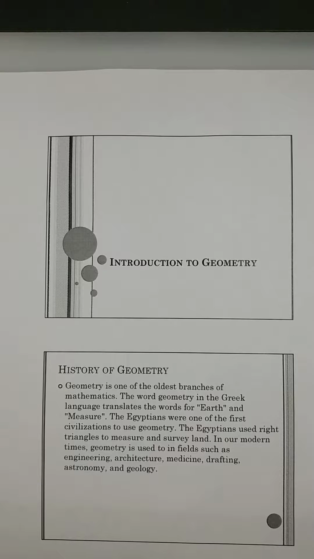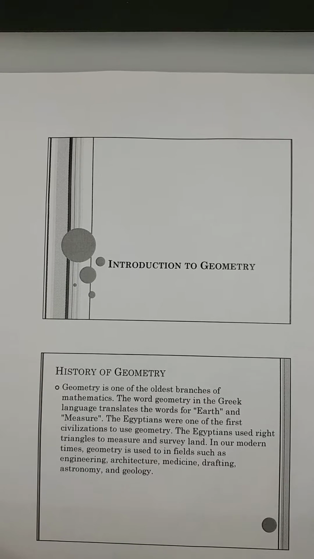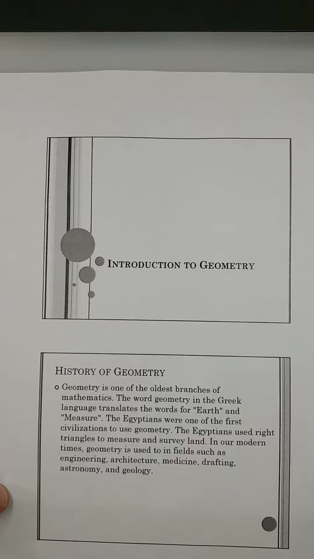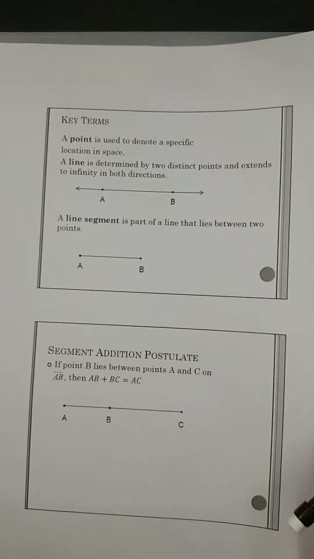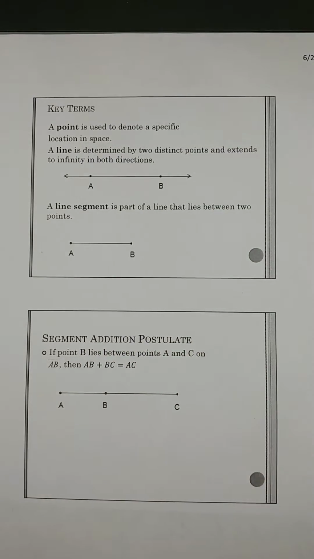Anyway, geometry comes from the Greek word that means earth and measure. The Egyptians also have a lot of history in just the basic geometry because they used to use different shapes to measure and survey land. I don't know if I'll get much chance to talk about that, but anyway, just a brief history. I'm going to go over some basic terms.